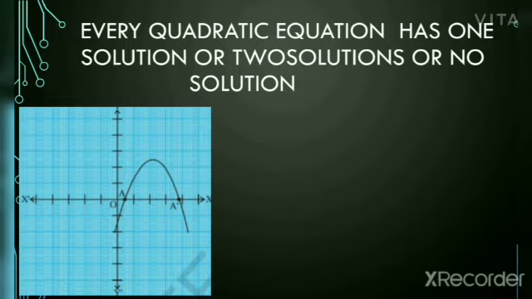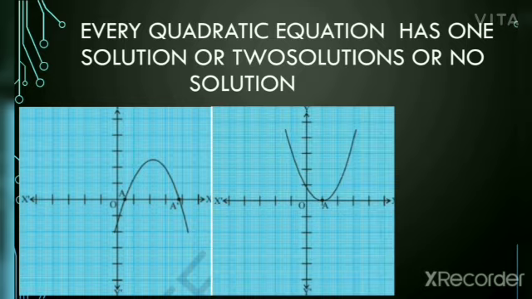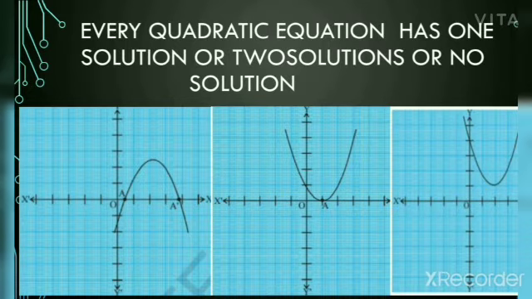In the first picture you are observing the graph intersects the x-axis at 2 points, so it has 2 roots. In the next picture, the graph intersects the x-axis at only 1 point, so it has only one root. In the third graph, the graph does not intersect the x-axis, so it has no real roots.